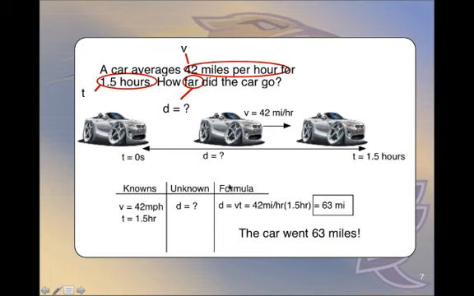We put down our knowns, unknowns, and formula here. Our knowns from above, 42 miles per hour is the speed, 1.5 hours is the time, and therefore if we're going to find d equals something with a v and a t in it, we're going to use our distance equation that we just derived. D is equal to v times t. So we take our speed, 42 miles per hour, and multiply by 1.5 hours, and there we go. We get our 63 miles.